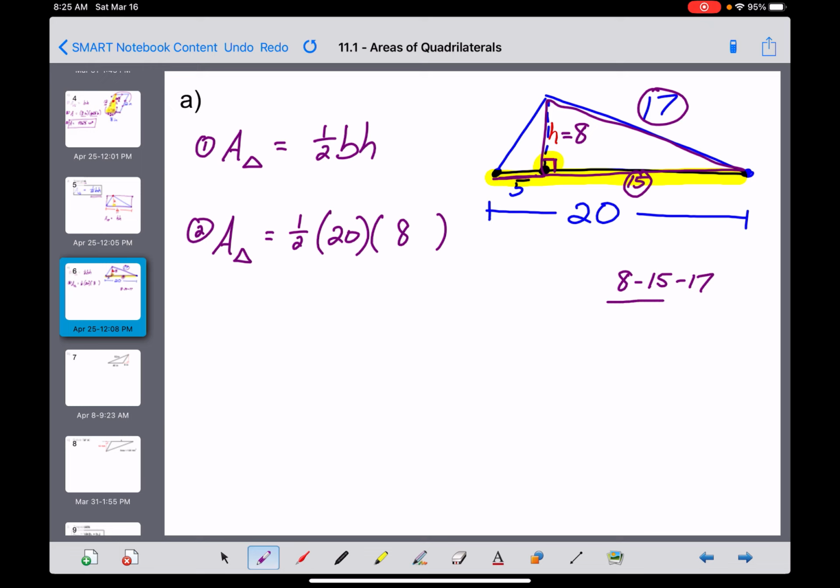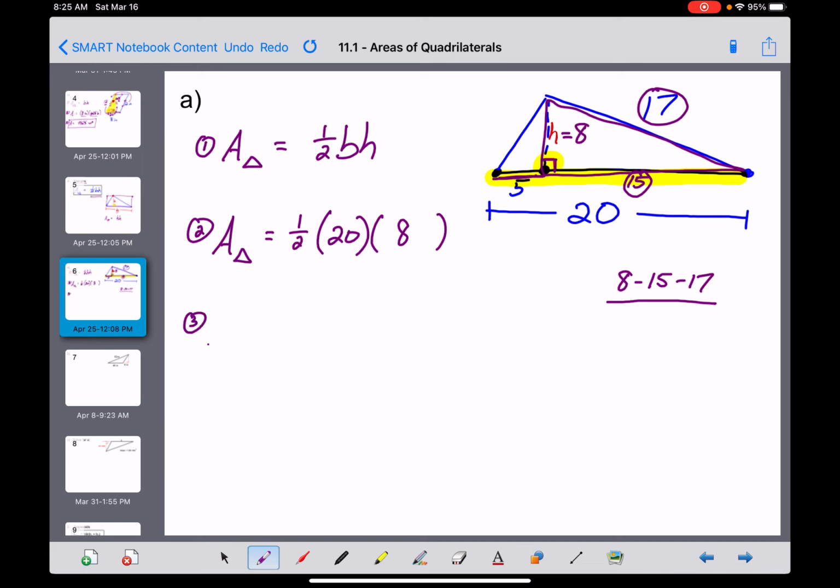Now, again, I think Pythagorean triples are a really cool thing, and I think you guys should memorize them and learn how to use them. But if you don't, you could do the Pythagorean theorem there, and I promise you, you will get 8 for the length of H. But it's a lot faster if we happen to know our triples.